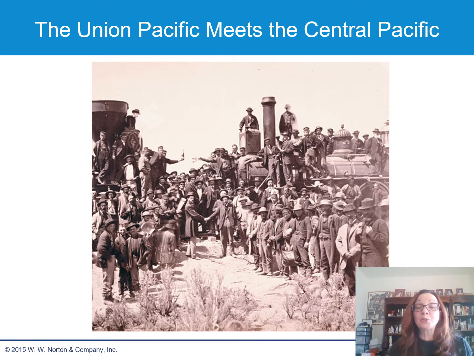This is just a picture of the joining of the transcontinental railroad lines, the Union Pacific and the Central Pacific, joining those lines at Provo, Utah. I just thought it was kind of a neat picture to show you.